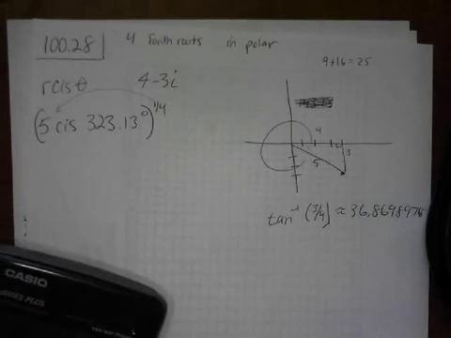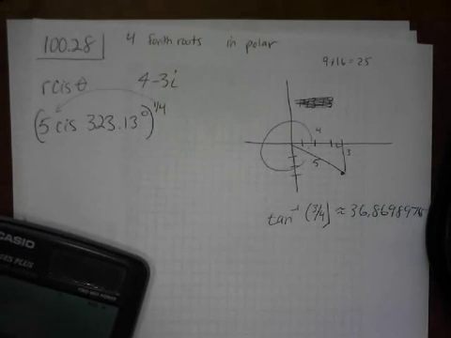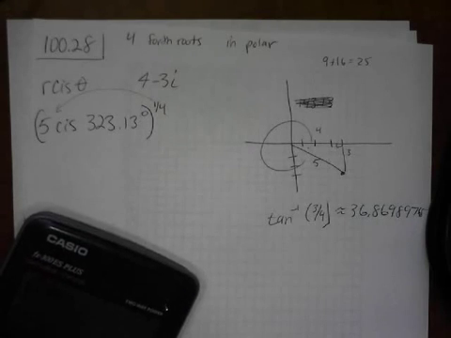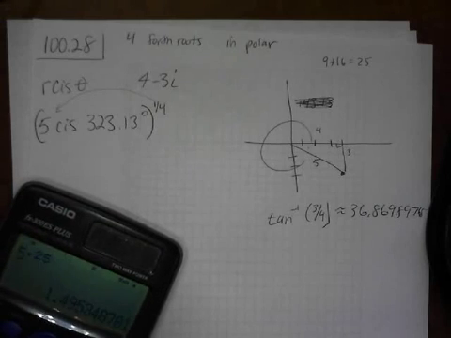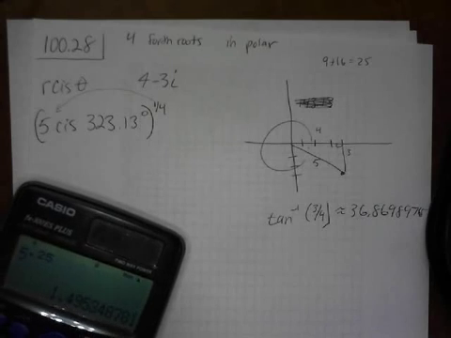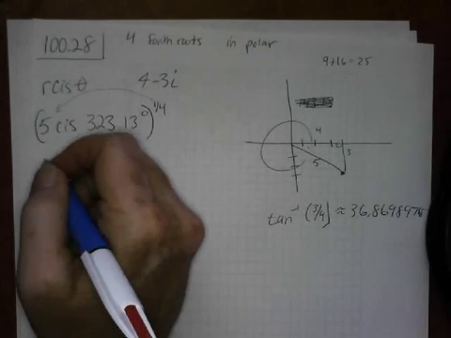5 to the exponent. See, I know 1/4 is the same as 0.25, so I'm going to cheat a little bit, because I don't want to use my fraction key. I'm kind of lazy like that. Anyway, I got about 1.495. Your book likes to round it to 1.50.